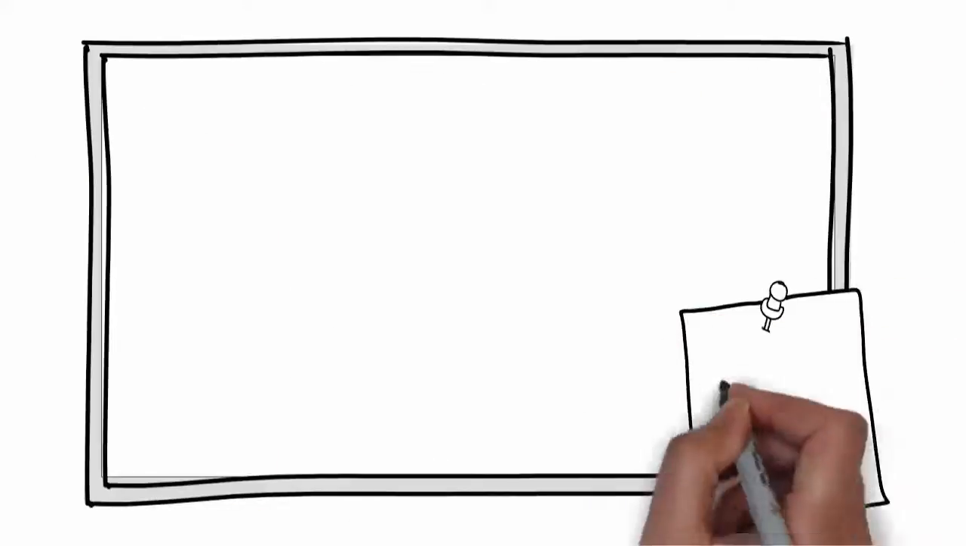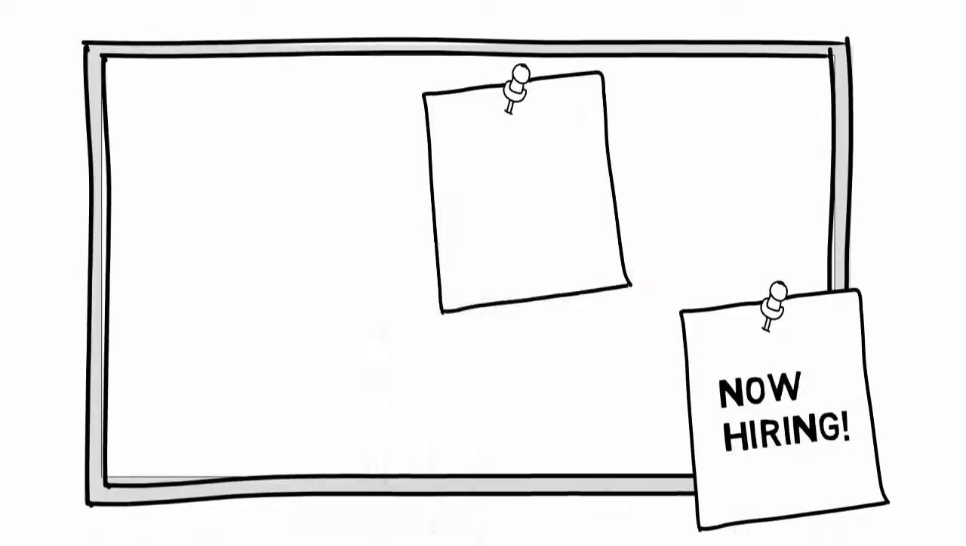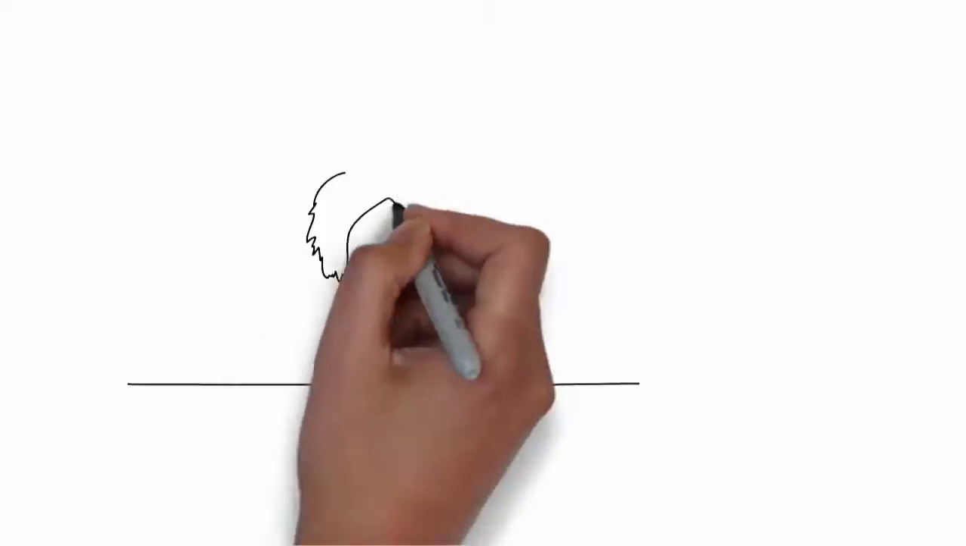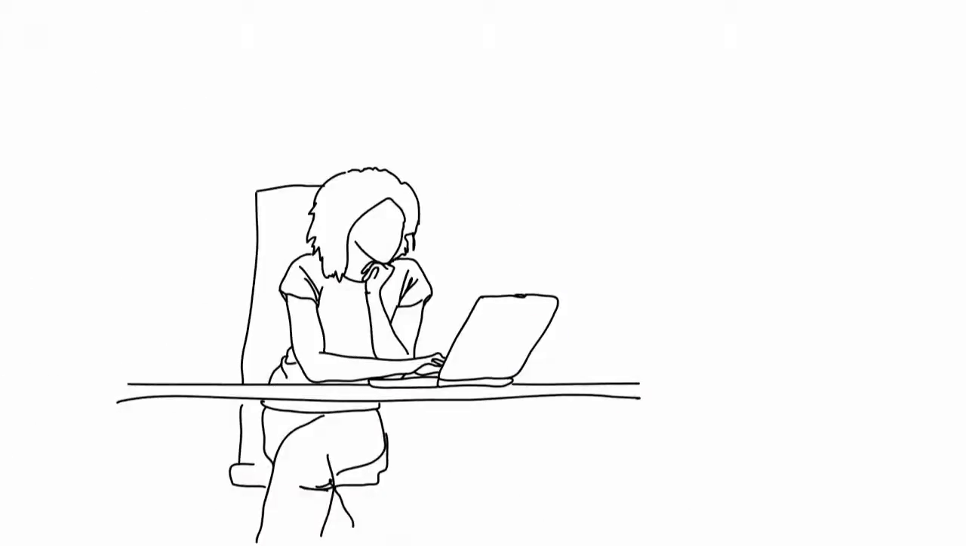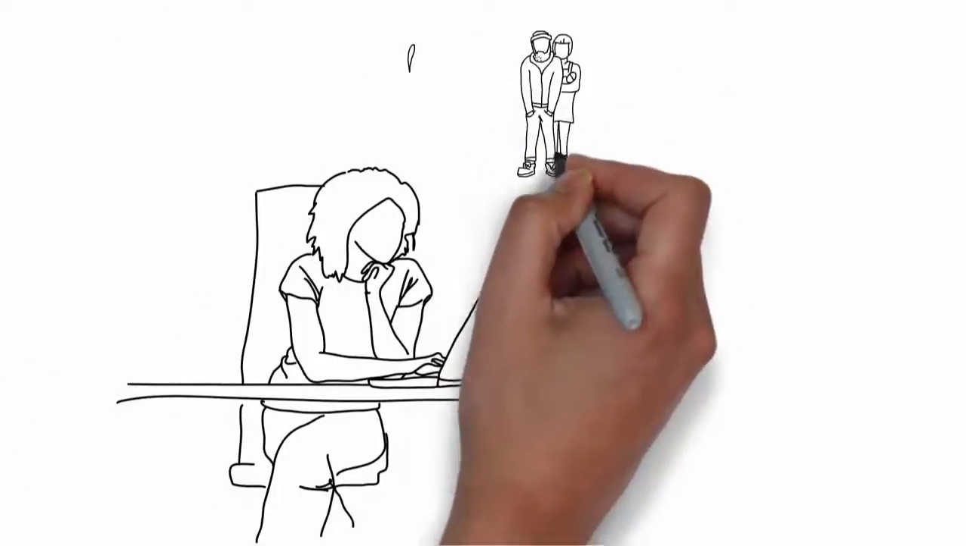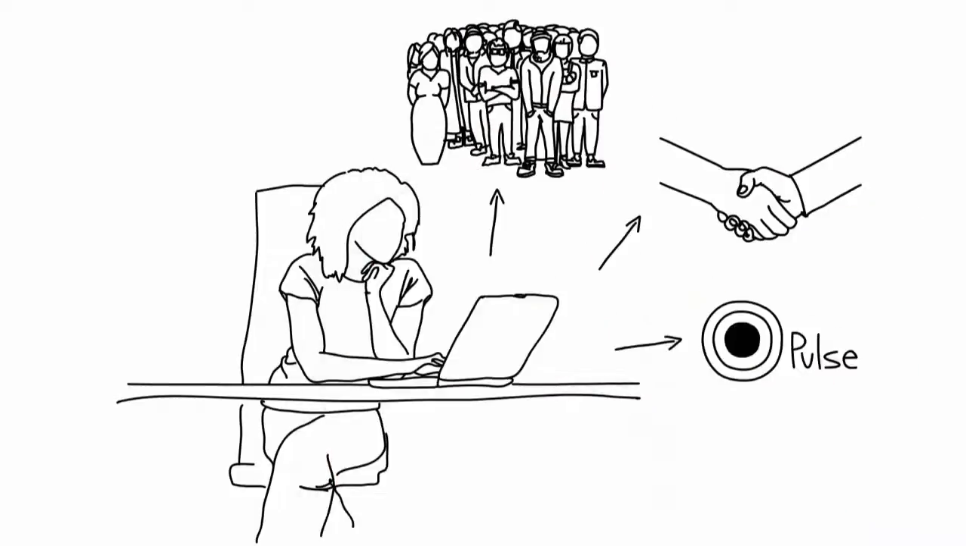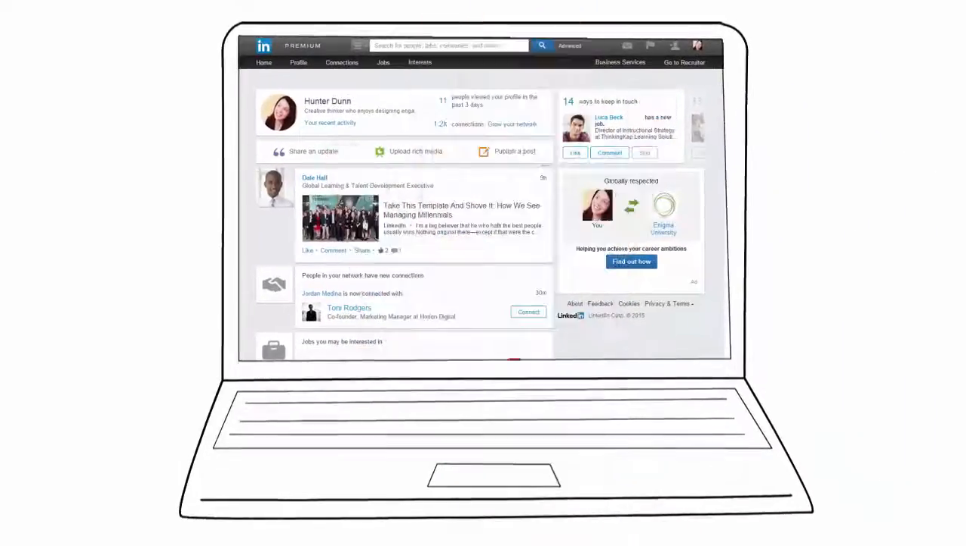Traditional job boards target active job seekers, which account for a small percentage of all professionals. LinkedIn positions your job in front of passive talent who are already engaging on LinkedIn to connect with colleagues, network in their industry, and stay up to date on the latest industry news. These members aren't visiting job boards, but may be open to a new opportunity if the right one came along.